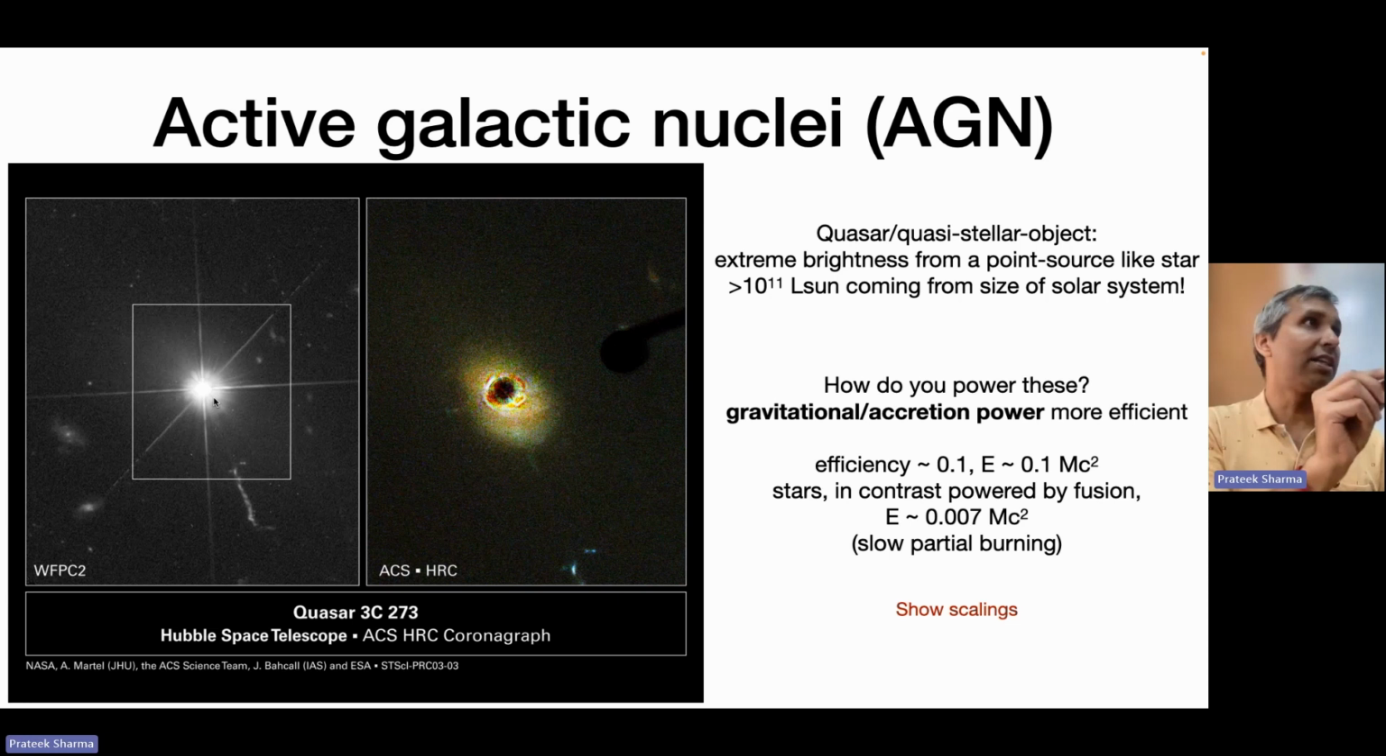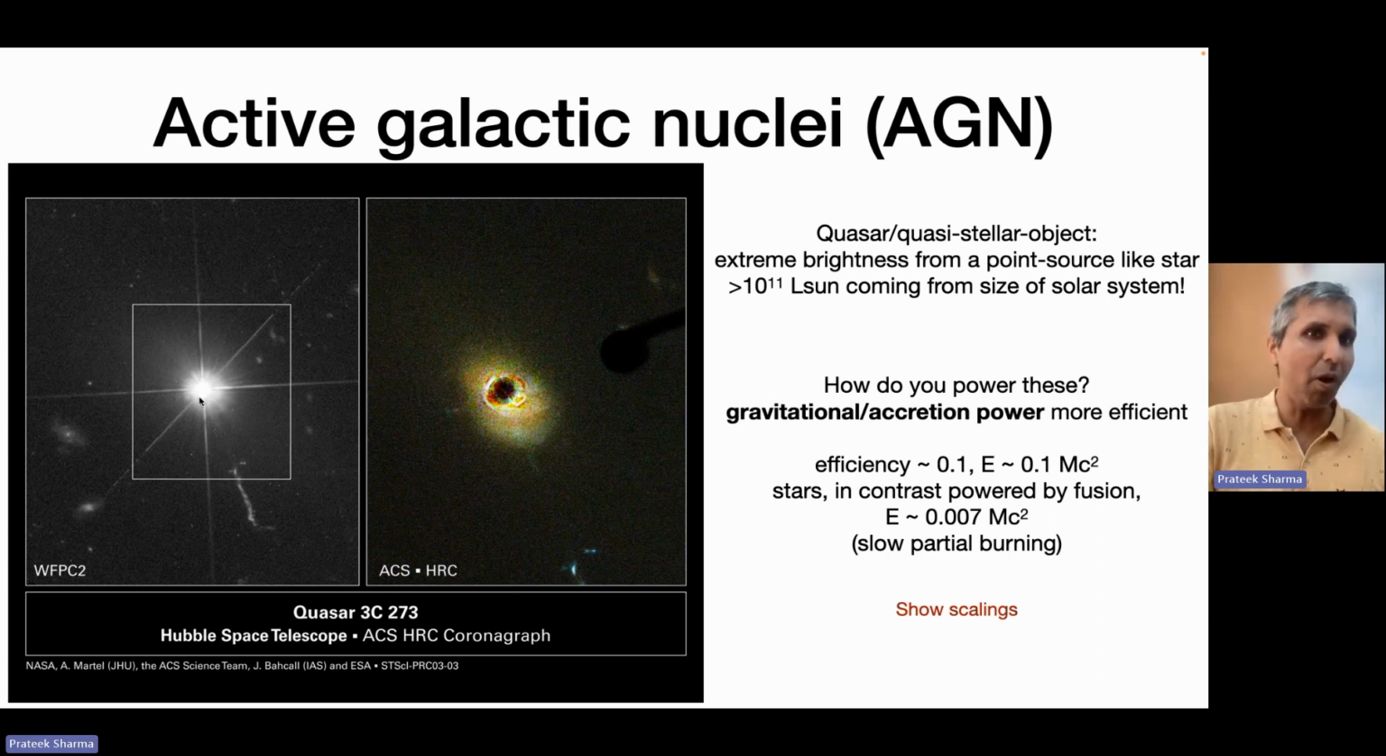For example, a star is extremely bright, but it's not as luminous as a galaxy, right? Because it's extremely bright because all that light is concentrated on a very small solid angle. But here is an object which is not only bright, but also extremely luminous. It's more luminous than the galaxy in which it resides.